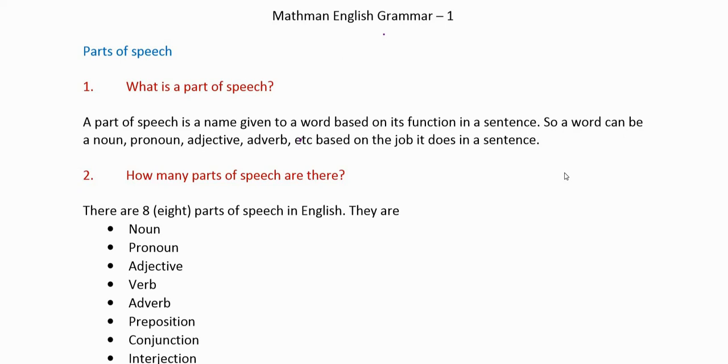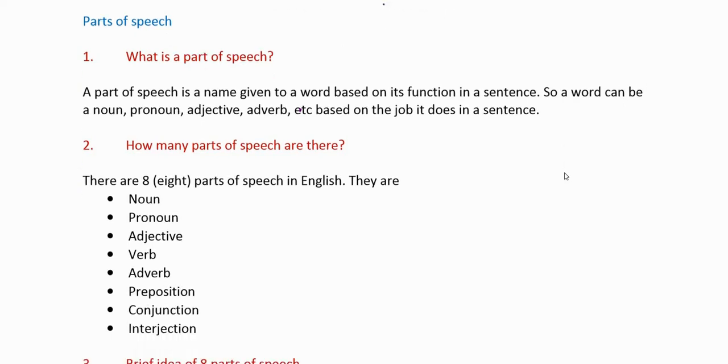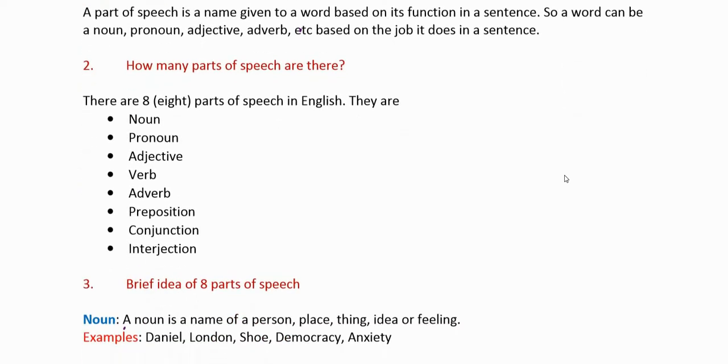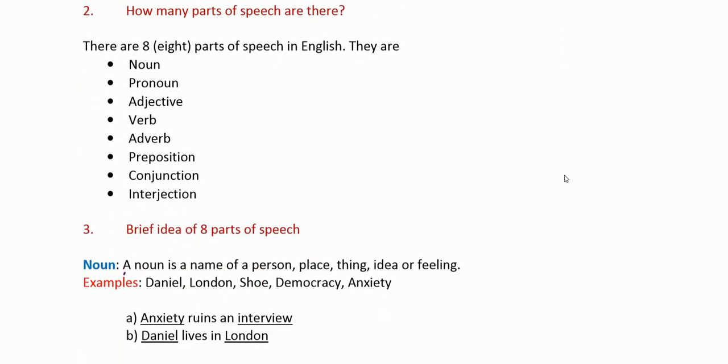Now, let us look at how many parts of speech we have in English. As you can see here, there are 8 parts of speech in English. They are noun, pronoun, adjective, verb, adverb, preposition, conjunction, and interjection.